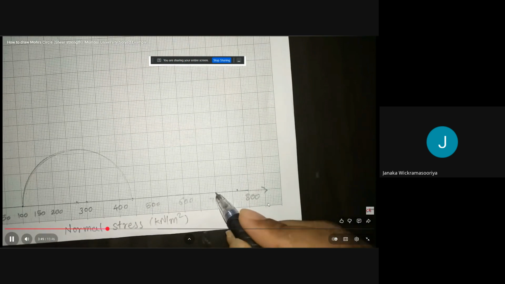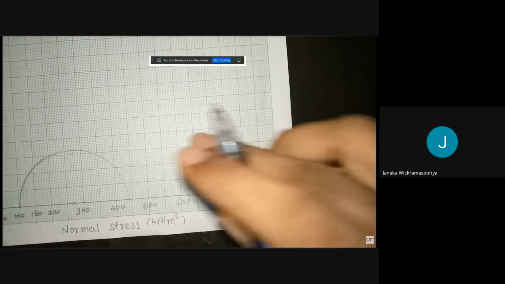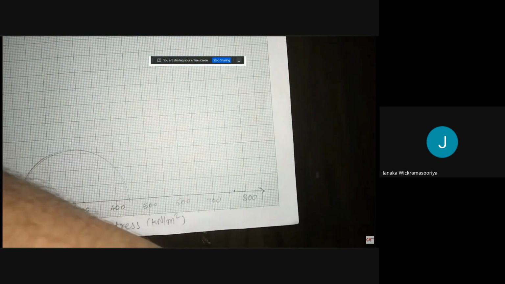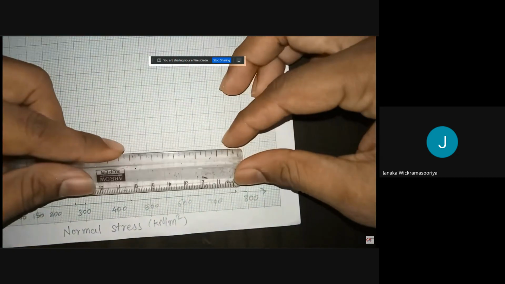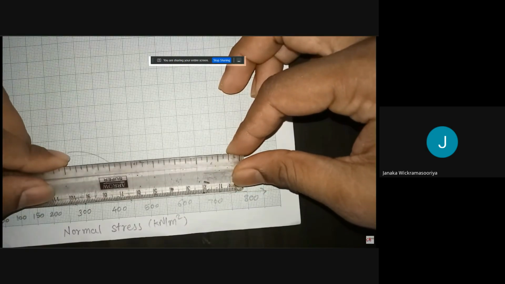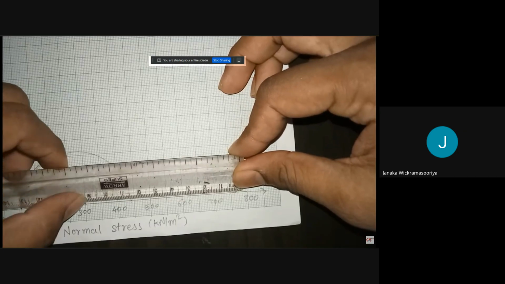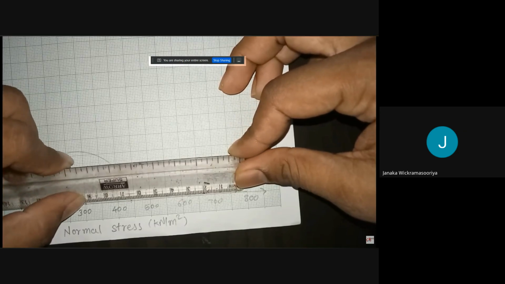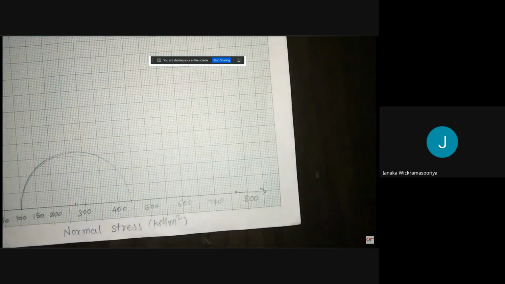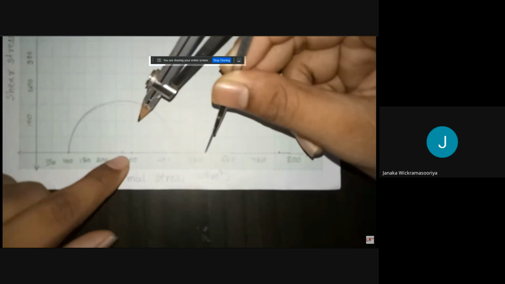Is 600, 700, 750, 760 somewhere here. So now I have to plot the center between these 2 points. So the distance between these 2 points is 9.4. So I have to consider half of 9.4. Here we got the center between these 2 points.